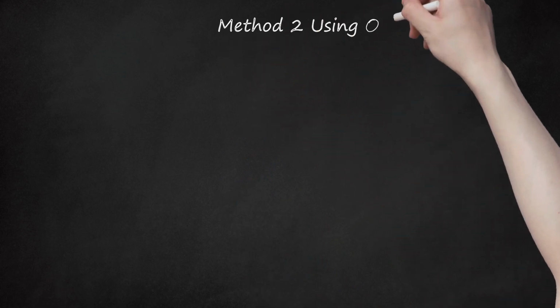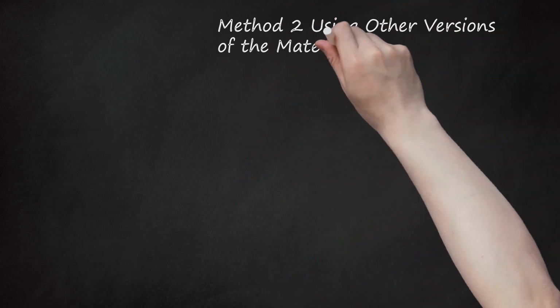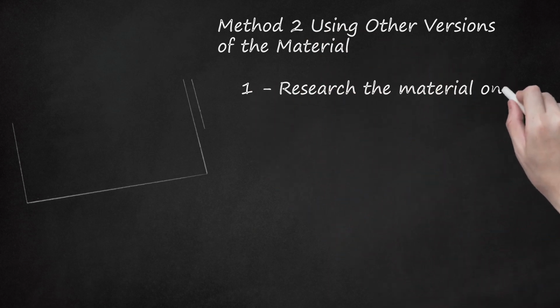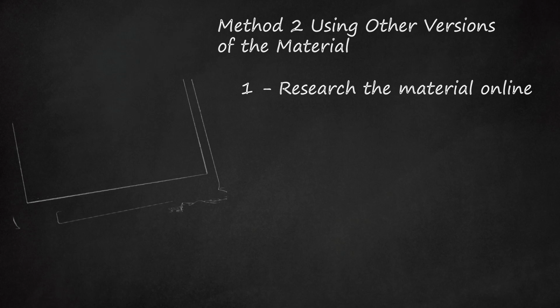Method 2. Using other versions of the material. 1. Research the material online. Use the internet to your advantage and do a search of the novel title to read a summary of the material online. Be wary of poor online sources and look for educational sources or information from a trusted study source. Keep in mind you should not copy any information online word for word in your exam.